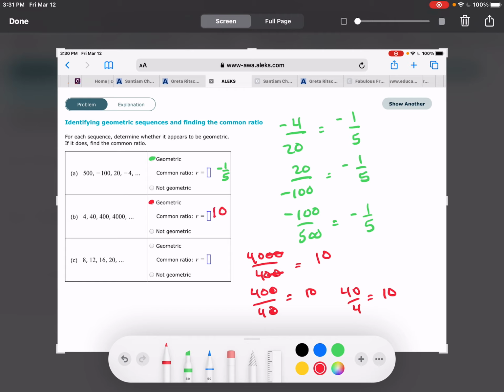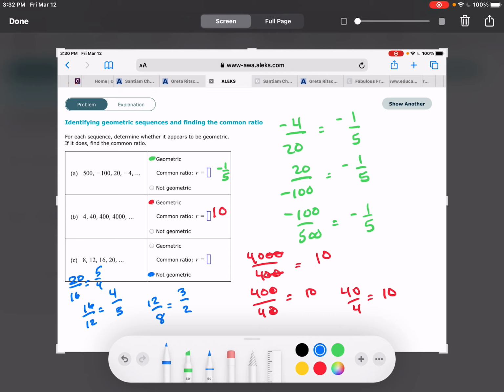Okay, working towards the next one, we're going to do 20 divided by 16, and we can simplify that to be 5/4. We're going to do 16 divided by 12. 4 goes into 16 4 times, and 4 goes into 12 3 times, uh-oh, not looking good. We're going to do 12 divided by 8. So we're getting different fractions every time, so we're just going to mark not geometric.